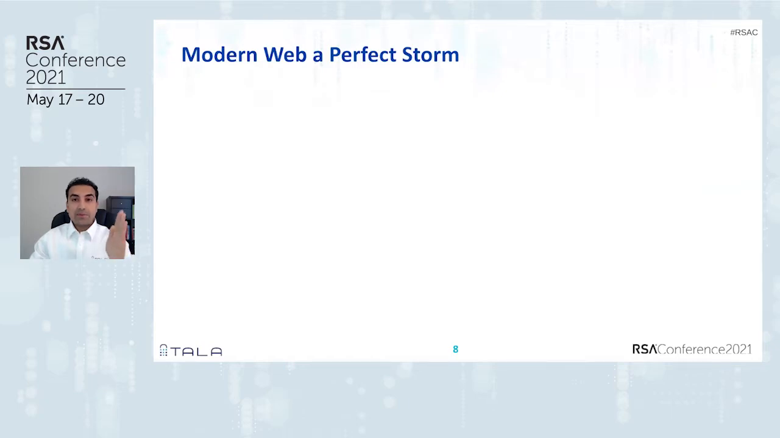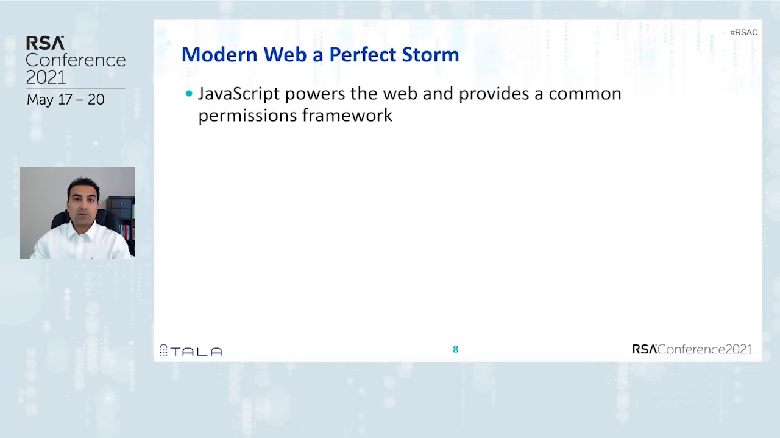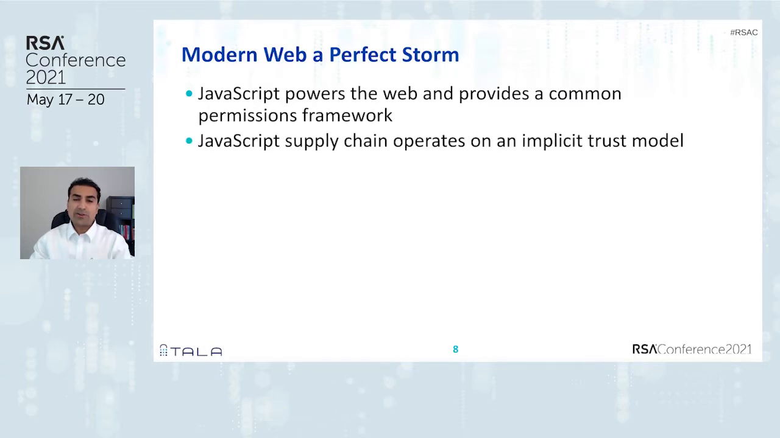So now, if we combine the principles of the SolarWinds style supply chain attacks and how websites are using a large number of third-party dependencies, the modern web has become the perfect storm. Here's the breakdown. We already have JavaScript as the one common language and framework that powers the entire web today. And one JavaScript can load another JavaScript and so on through the implicit trust model that we just saw that's present in the web today.